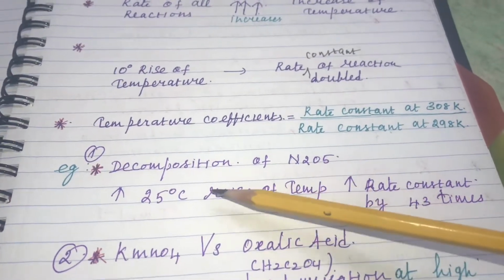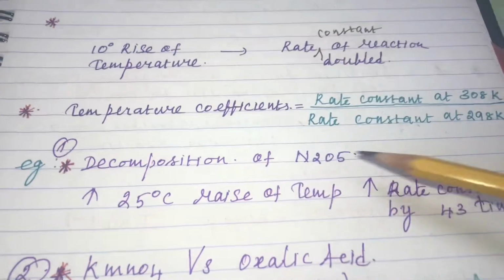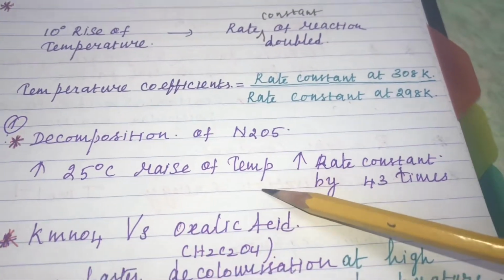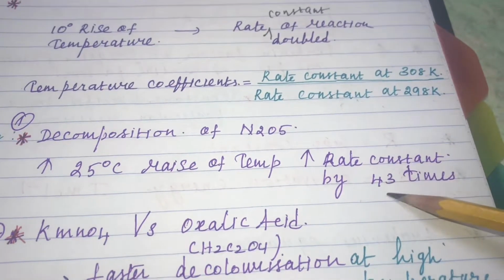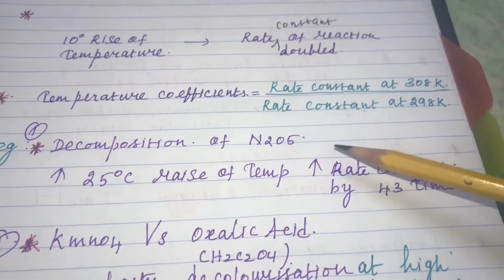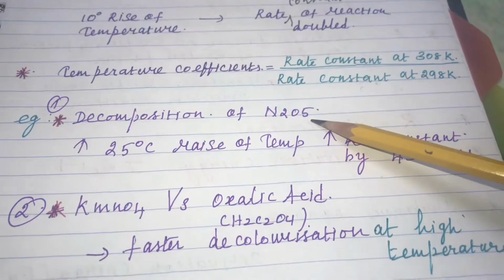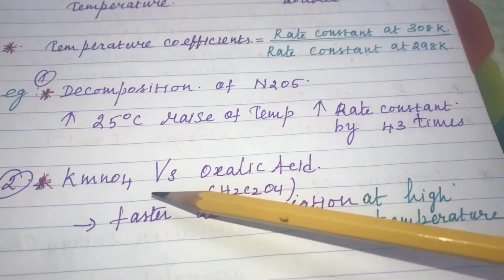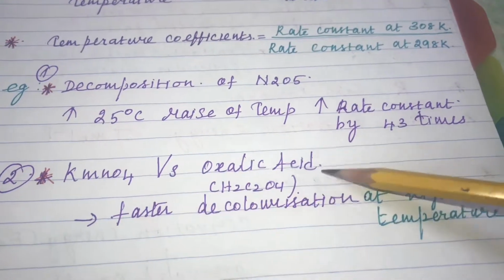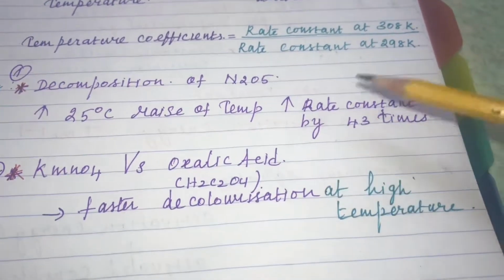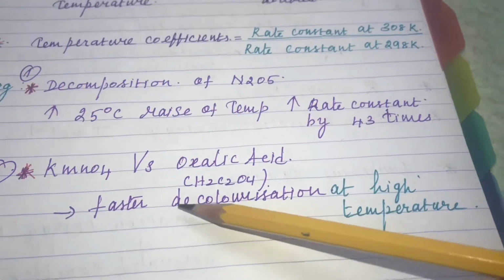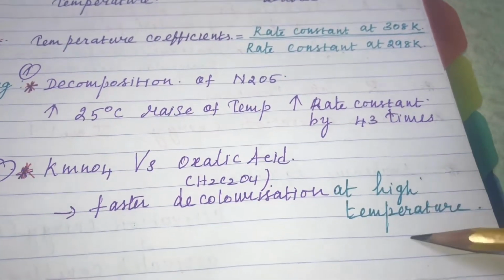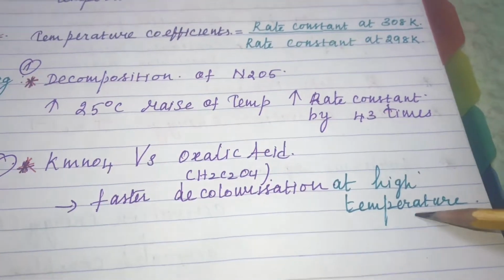The first one is the decomposition of nitrogen pentoxide. With a 25-degree rise of temperature, the rate constant increases by 43 times in the decomposition of nitrogen pentoxide. Another example is the reaction between KMnO4, potassium permanganate, and oxalic acid during the titration. Here the faster decolorization takes place at an increased or high temperature.